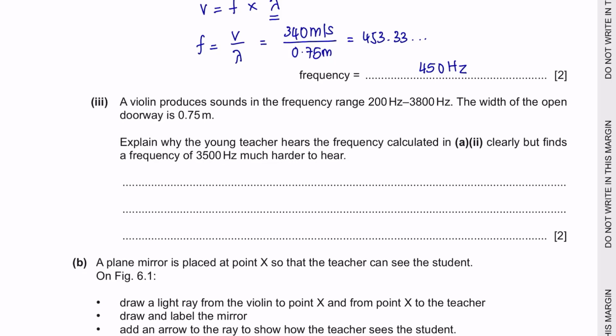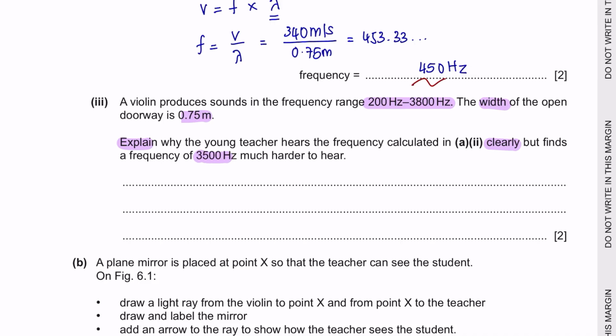Part 3. A violin produces sound in the frequency range 200 Hz to 3800 Hz. The width of the open doorway is 0.75 meters. Explain why the young teacher hears the frequency calculated in A Part 2 clearly but finds a frequency of 3500 Hz much harder to hear.